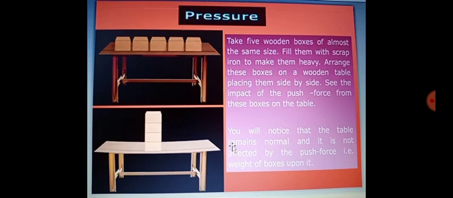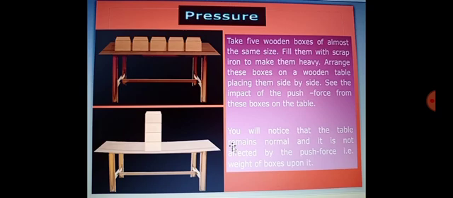Take 5 wooden boxes of almost the same size. Fill them with scrap iron to make them heavy. Arrange these boxes on a wooden table, placing them side by side. See the impact of the push force from these boxes on the table. You will notice that the table remains normal and is not affected by the push force, that is, the weight of the boxes upon it.